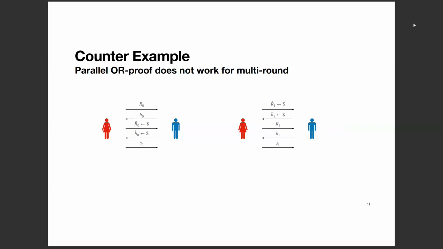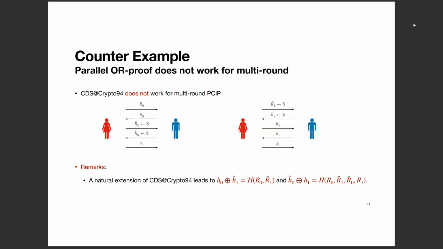However, why can this OR proof not work for multi-round? We give a counterexample here. We extend both proofs into five rounds by adding some dummy rounds. On the left side, we add them at the third and fourth passes, and on the right side we add them at the first and the second passes. They are all dummy rounds, meaning that all messages are just uniformly random messages and ignored by the protocol. So if we use the CDS OR proof, the adversary can freely choose both H0 and H1. Then he can simulate the left side and right side without any witness. So this directly breaks the protocol.